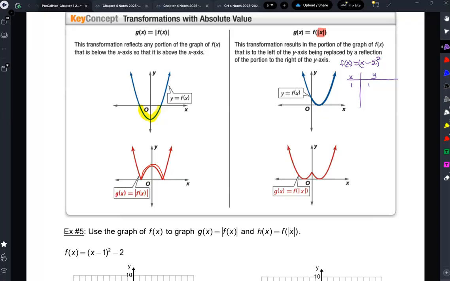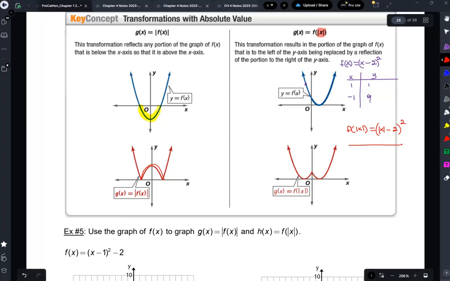But now, what if you have negative 1? What would the y value be? 9. It would be 9, so that's this point. But now, this is telling you f of absolute value of x. So now it's going to be absolute value of x minus 2 squared. So now let's put in x. When you put in 1, you still get 1.